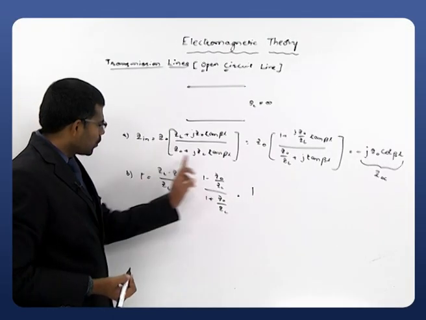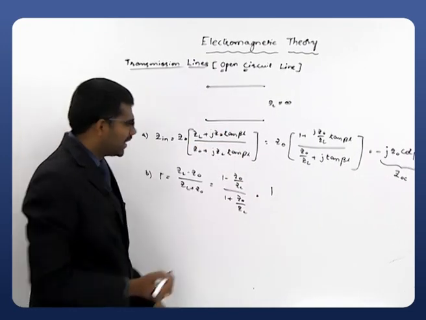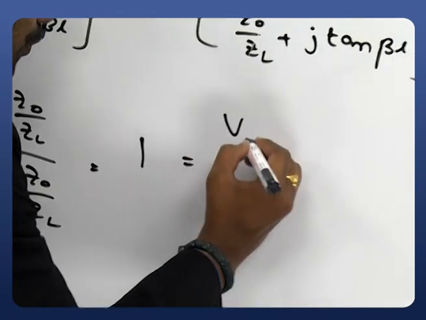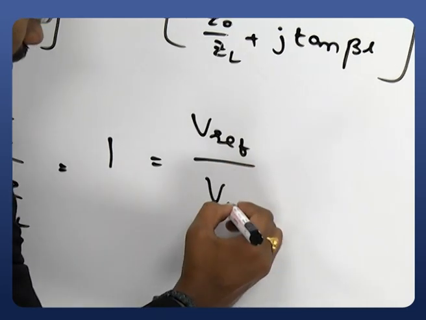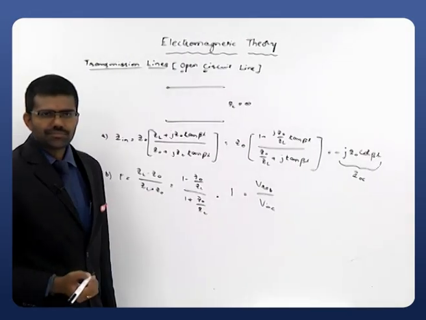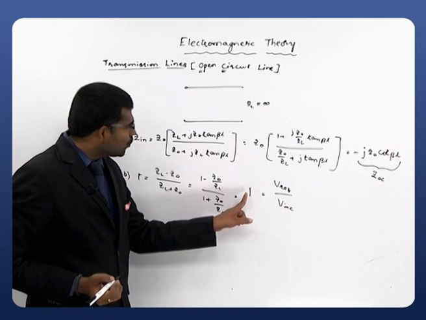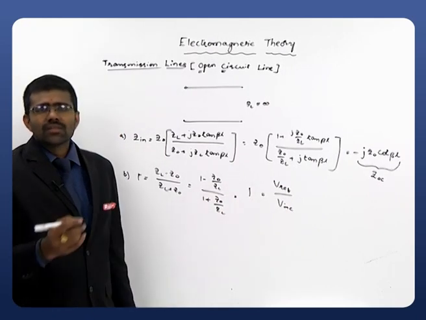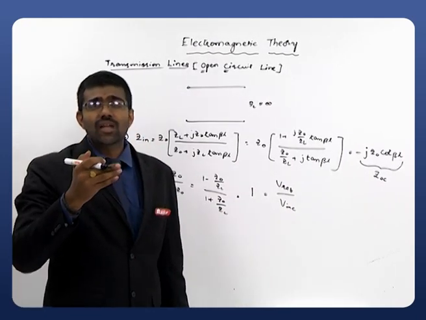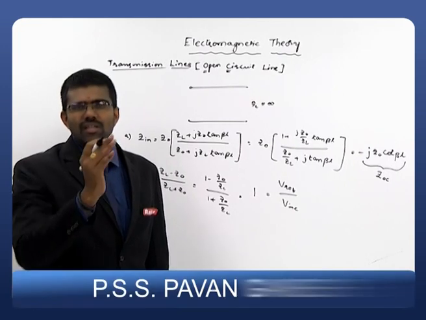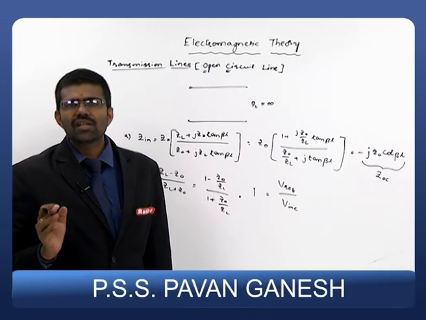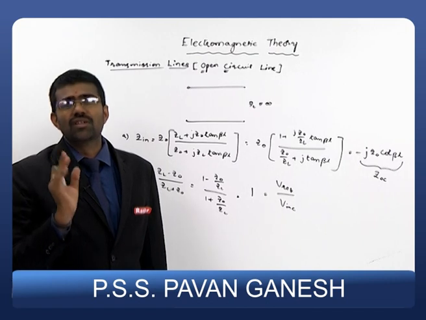1 means go to the previous analysis and recollect what we did, which is equal to V reflected divided by V incident. So V reflected is equal to V incident, which corresponds to the voltage reflected from the transmission line end being equal to the incident voltage. That is, the complete voltage was reflected even without phase shift.